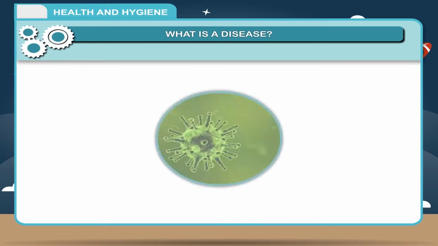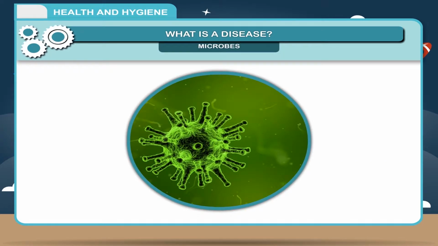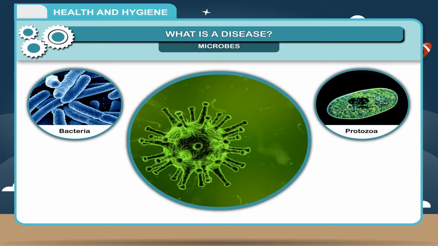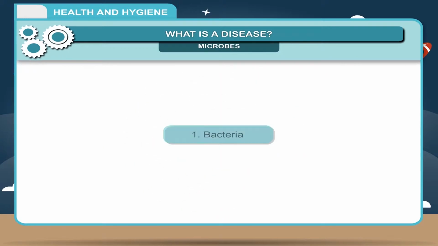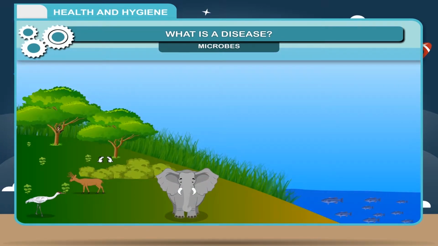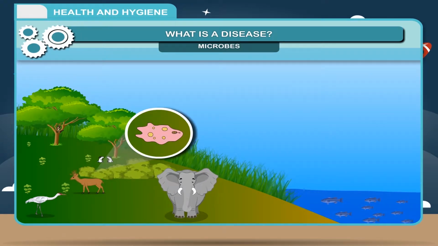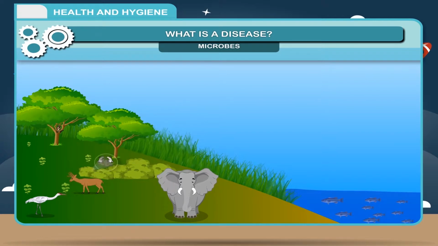Microbes. There are 4 kinds of microbes: bacteria, protozoa, fungi, and virus. 1. Bacteria. Bacteria are the most widespread organisms on the earth. They are found everywhere in air, water, and soil. They also live on dead matter or living things as parasites.